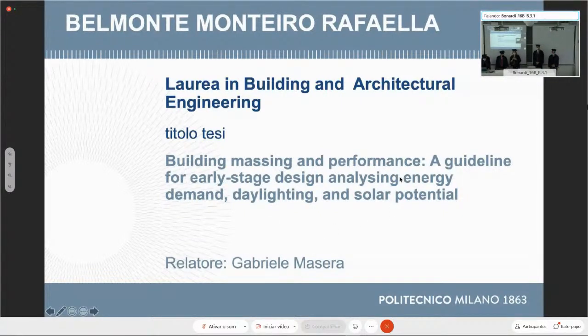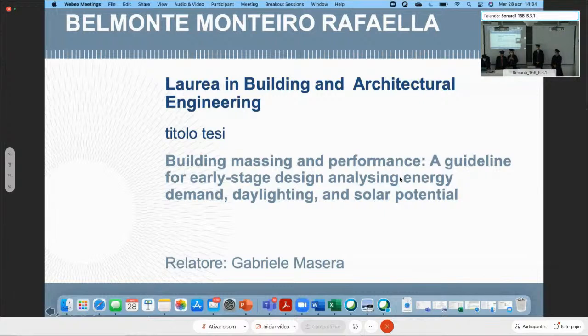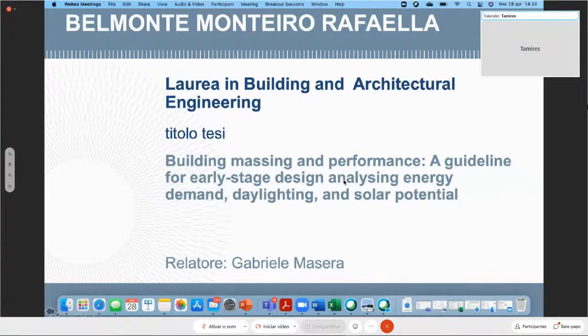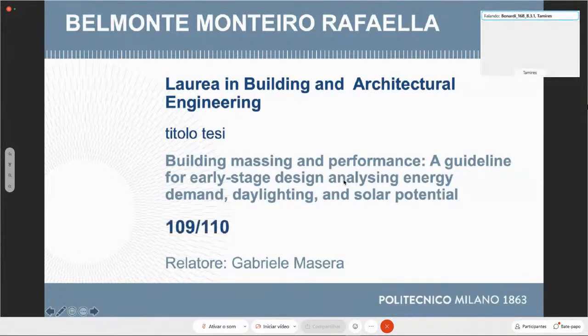Rafaela Belmonte Monteiro, building massing and performance, a guideline for early stage design, analyzing energy demand, daylighting and solar power. Oh, 109. Congratulations.